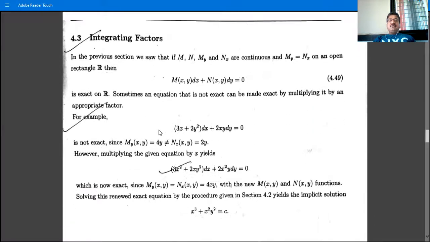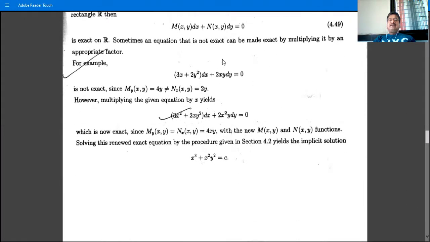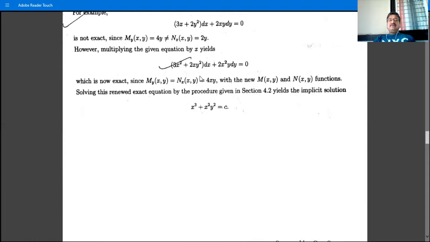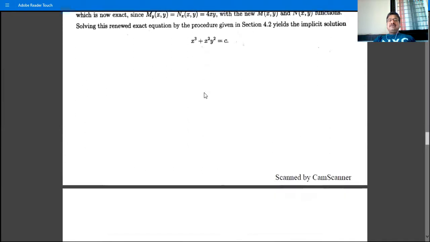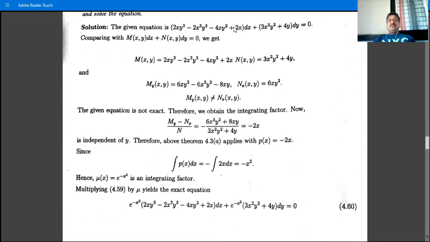So we know again the definition of integrating factor. Integrating factor is the factor by which, when multiplied to the given differential equation, it becomes an exact differential equation. So the question is: find the integrating factor and solve the differential equation. The given differential equation is this. If this is compared with the equation M dx plus N dy equal to 0, this is M, this is N.